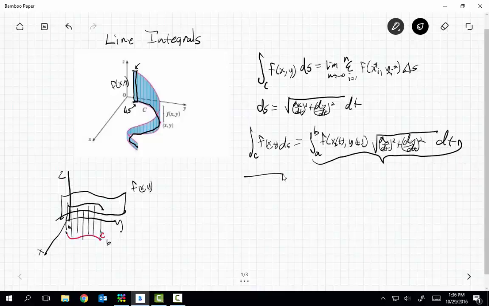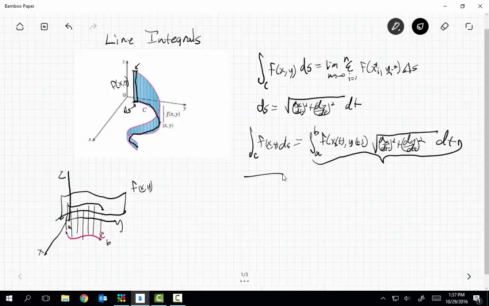Here's how cool these are. Line integrals are great for a couple of reasons. A, they're only one integral, right? It's not a double, it's not a triple integral, which we've been sort of beat to death by those, right? It's just one integral to take, which is really nice.